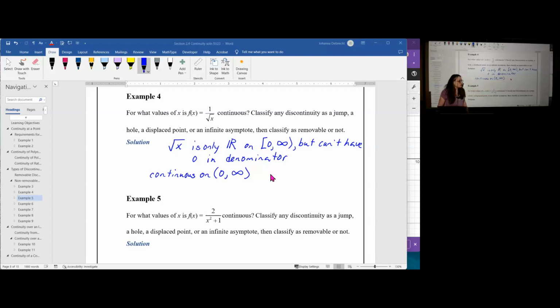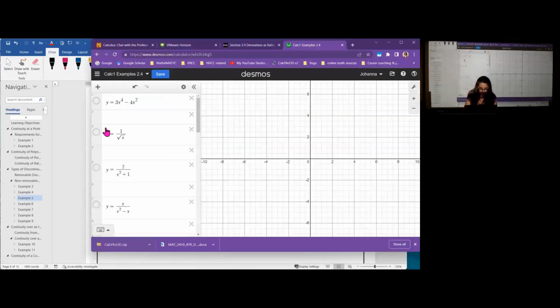Let's now take a look at the graph of this one so you can see what it looks like. You can see in this graph right here that it is approaching 0 from the right as a vertical asymptote like we expected. And otherwise, it's defined and continuous everywhere.